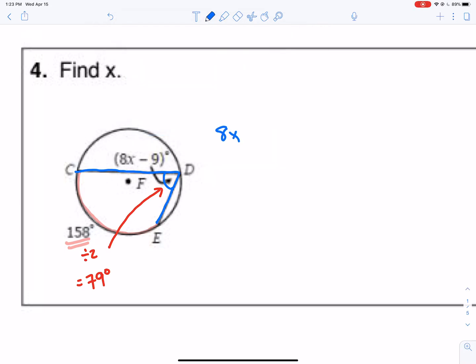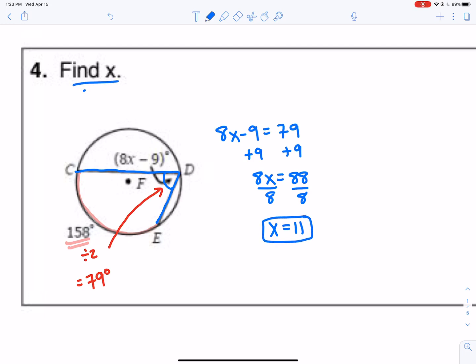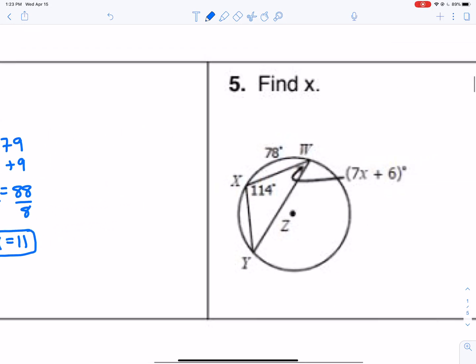So let's say 8x minus 9 is equal to 79. Ooh, and then let's add 9 to both sides. So we get 8x is equal to 88, and then just divide both sides by 8. So we get x equals 11. Always check and make sure that's all you needed, and that is all we needed for number 4.